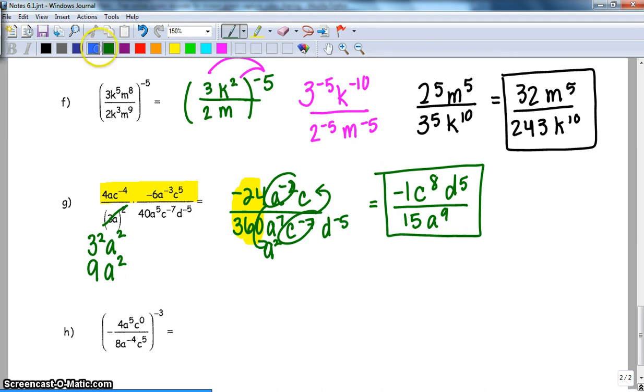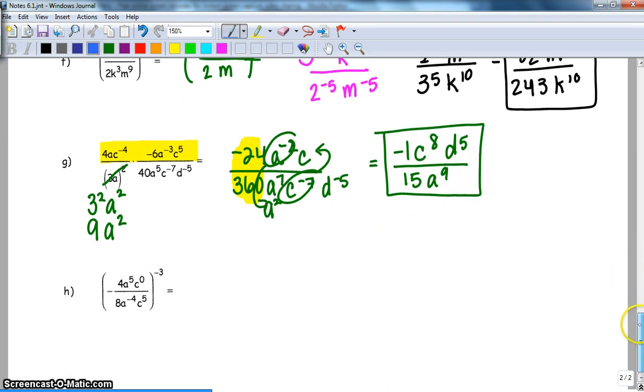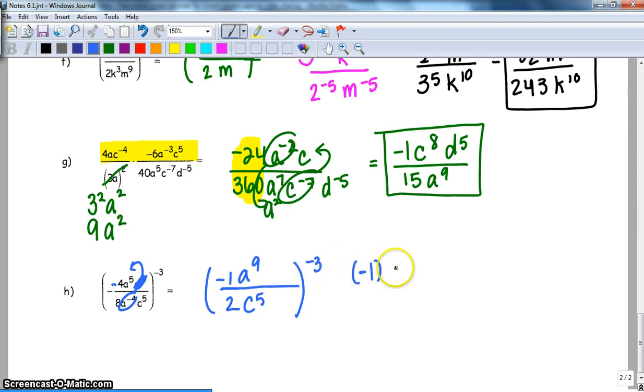All right, just one more. Again, I suggest simplifying first. This negative I'm going to put with the 4. Negative 4 over 8 is a negative 1/2. This A to the negative 4 will come up. I will add my exponents. And the C to the 0, that's just 1, so that can just cancel, and you just have a C to the 5th on the bottom. We are raising this whole thing to the negative 3rd power. Make sure you put that negative 1 in parentheses. It's not as important since it's an odd exponent, but it's just a really good habit.